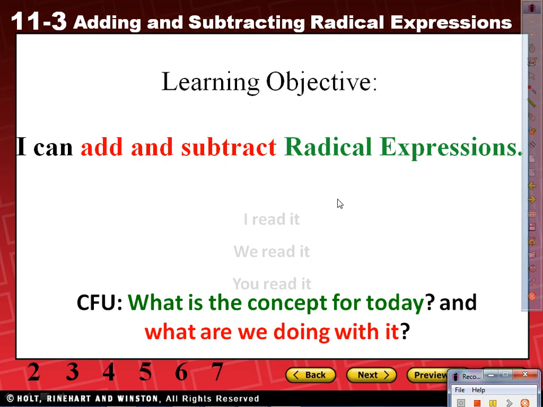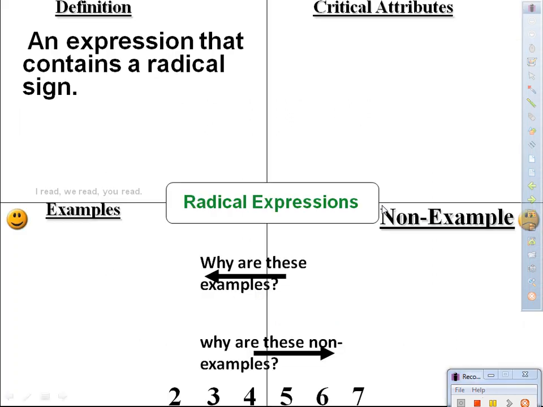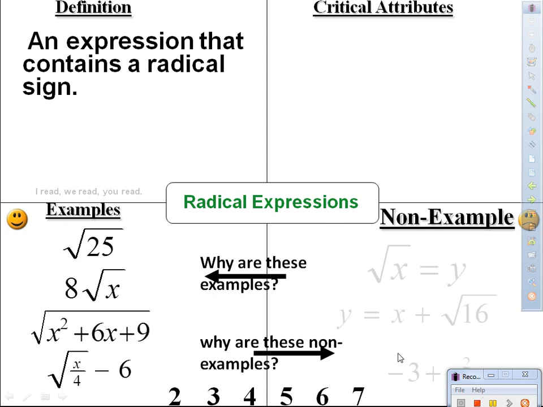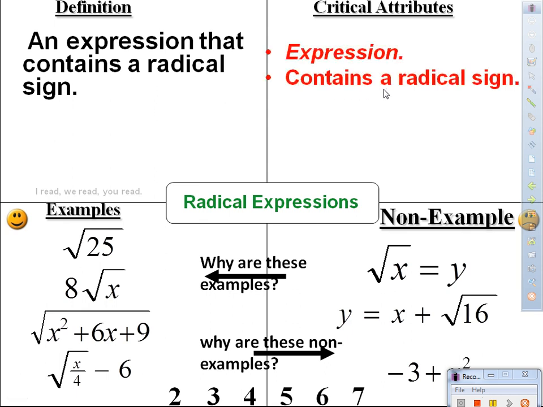Okay, our objective for today: I can add and subtract radical expressions. Read together. 1, 2, 3. I can add and subtract radical expressions. We don't need a Frayer model because we already filled one out for radical expressions yesterday. So we already know what they are. Here they are, and this is what they're not. We said they have to be expressions that contain a radical sign.